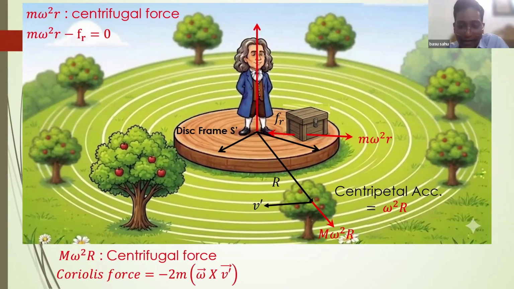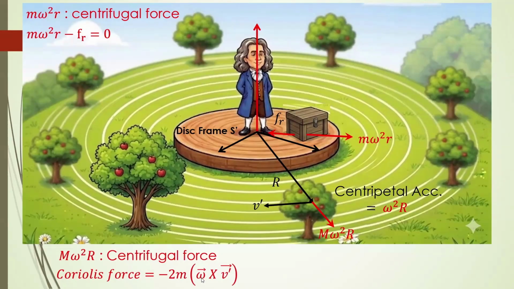It acts only when the particle has a velocity with respect to frame S dash, the non-inertial frame. S dash was rotating with respect to the inertial frame, and with respect to the non-inertial frame, if any particle has velocity, then this Coriolis force is defined like this. Historically, this Coriolis force was defined by the scientist like double of the centrifugal force, because 2 appears here.